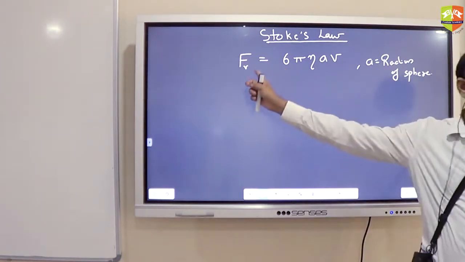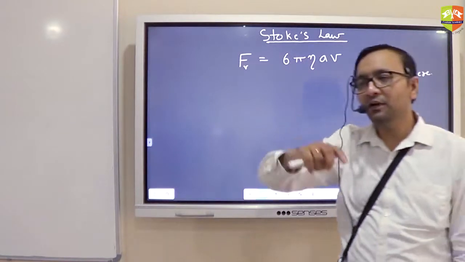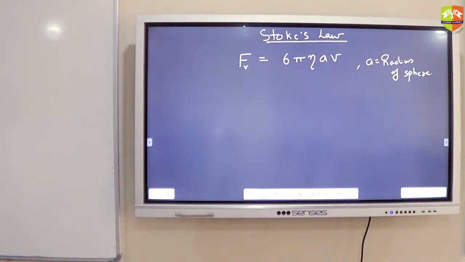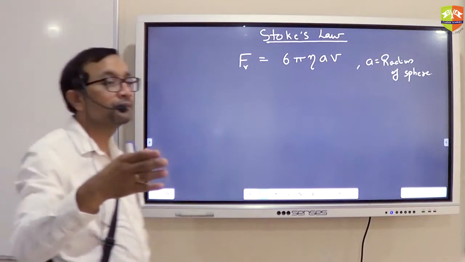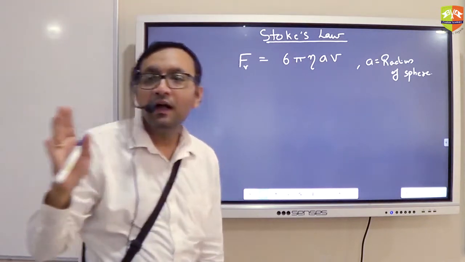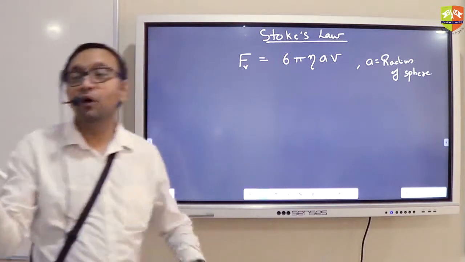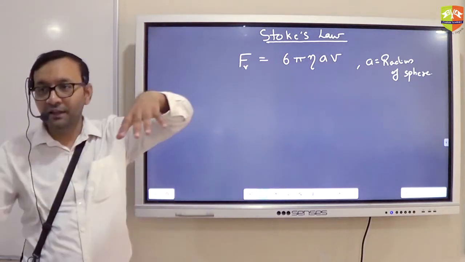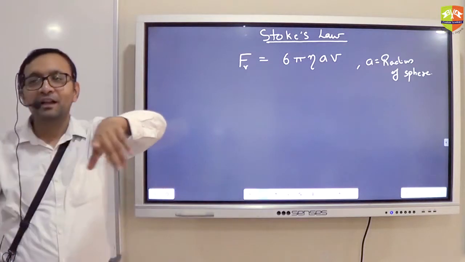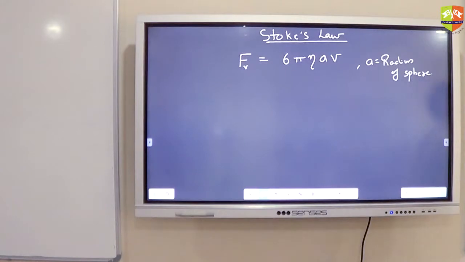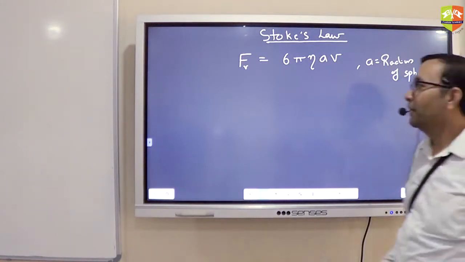Any doubt in this? And please write down the direction of viscous force. What will the direction of viscous force be? Upward? What do you think? Acha, what if the object is moving like this? Then there will not be any viscous force? Against the velocity. Please write down, the direction of viscous force will be opposite to the velocity.